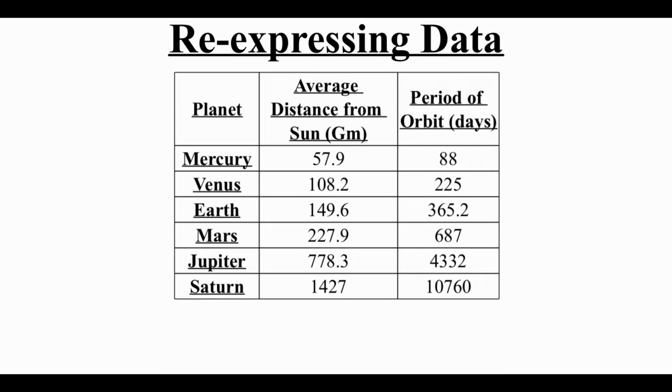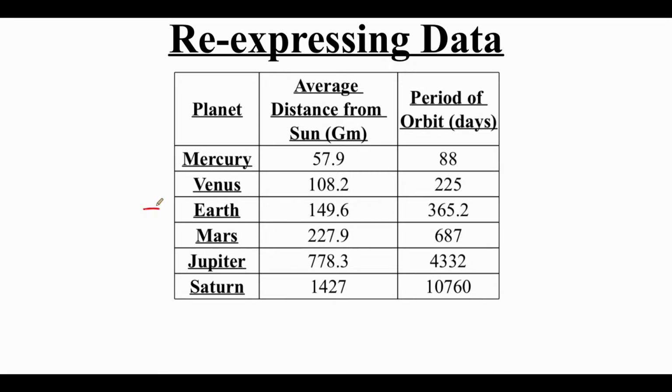Taking a look at what we've got, we have data available about some different planets and a couple pieces of information about them. One of those columns represents the average distance away from the sun in gigameters, and the other column represents the period of orbit, meaning how long it takes them to orbit, which we're representing in days right now. What we're actually going to do is transform this data a little bit, to make these numbers a little bit easier to work with.